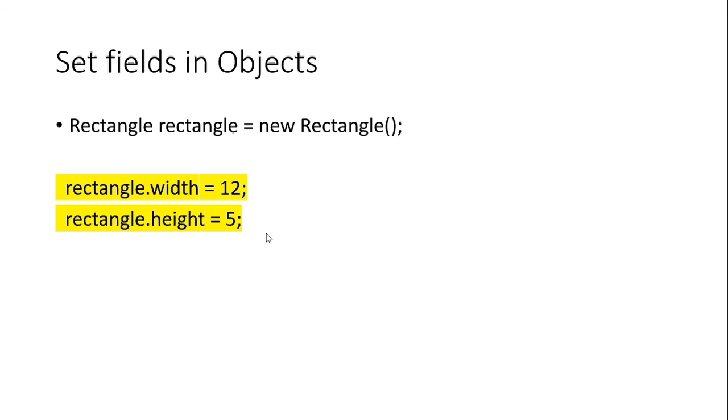After creating the object, we need to specify the fields for that object. We have two fields, width and height, in the Rectangle class. We'll be assigning some values to the rectangle in this way. This is the object name. As you can see, rectangle is the object name here. Dot width, width is one of the fields specified in the class, equal to 12. So I'm specifying this rectangle's width will be 12, and for the object name rectangle dot height equal to 5. So this is how you specify fields for the objects.